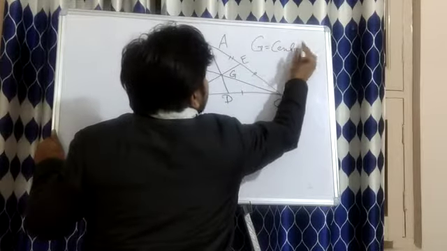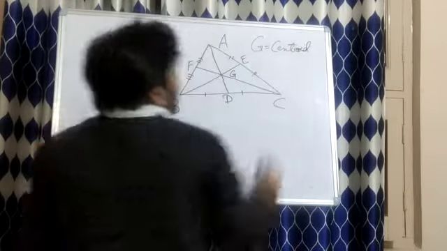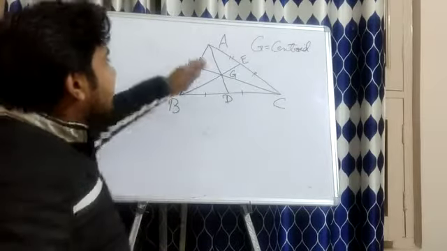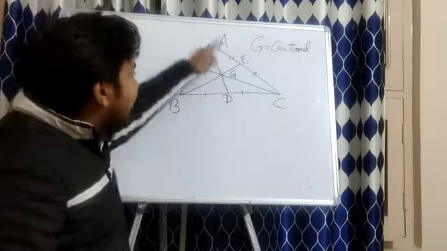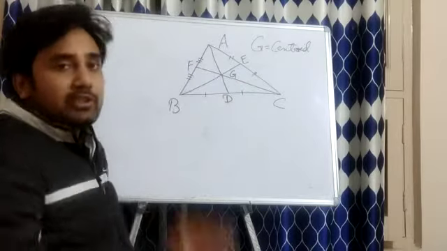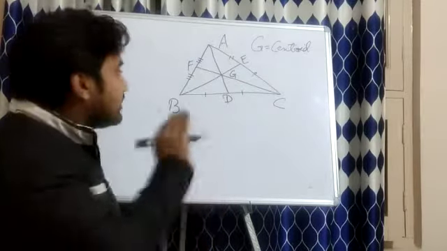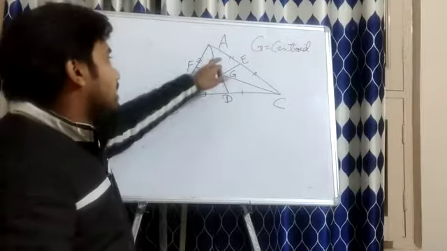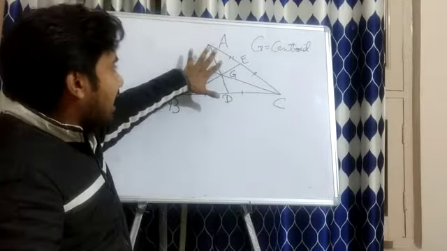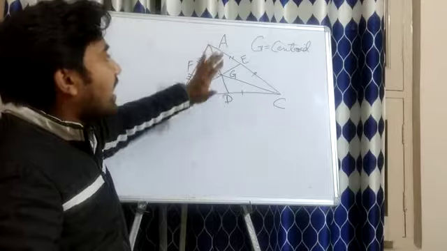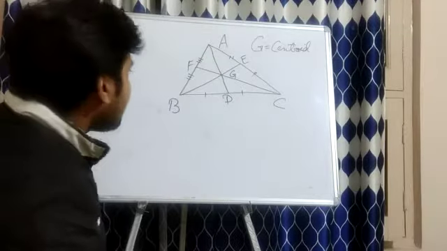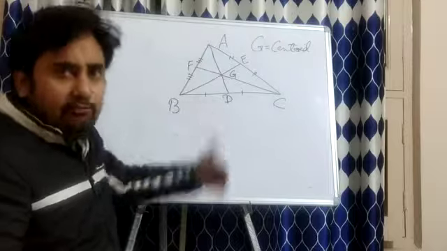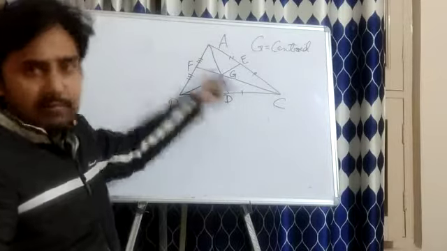Now another important thing, another neat property related with the median, is that the three medians divide the larger triangle ABC into six smaller triangles whose areas are equal to each other. I mean these six smaller triangles are equal in area. Therefore, you can say that each triangle has 1/6 of the area of triangle ABC.